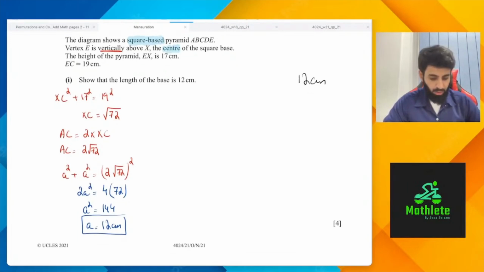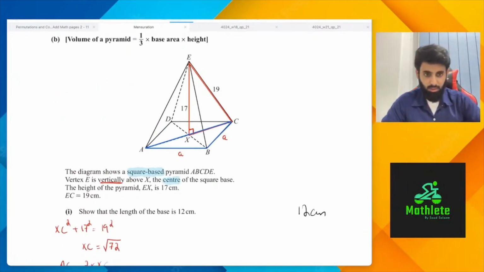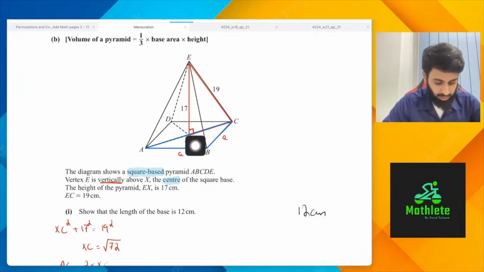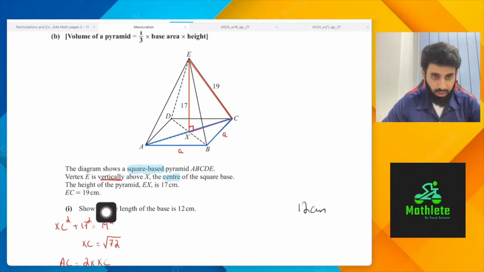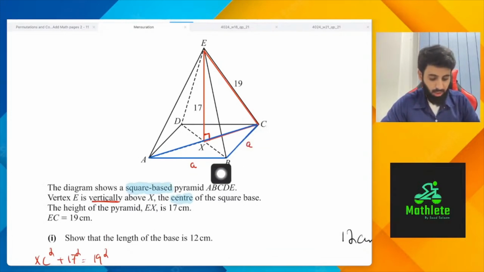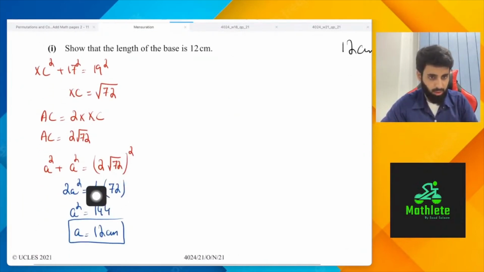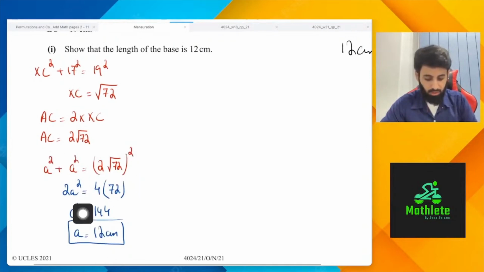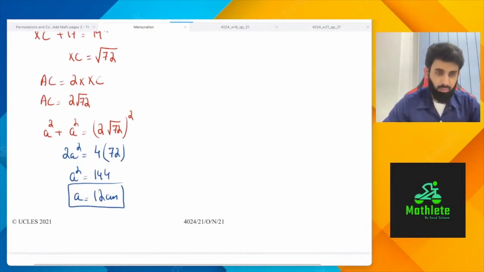Okay, now I'm going to give you guys a recap of this. First thing we did was, using 17 and 19, we worked out XC, which is basically half the diagonal because it's a square. We multiplied XC by 2, that gave us the entire diagonal, which is AC, and since it's a square, the lengths are going to be the same. Then we did a squared plus a squared equals the square of the diagonal. Basically we're just using Pythagoras theorem again and again. So a squared plus a squared equals hypotenuse squared, and then we solved this equation. A squared plus a squared became 2a squared. Once we squared this, 2 became 4, root 72 became 72. Then a squared equals 144, that means a is equal to 12.